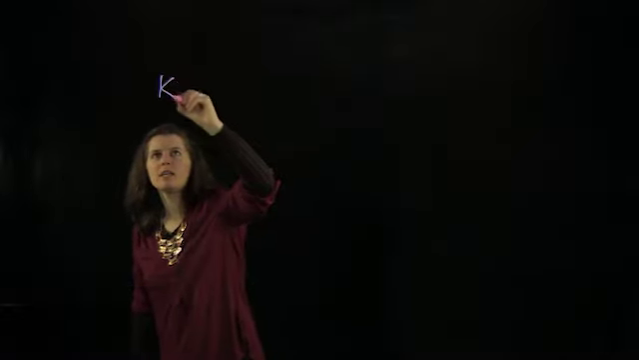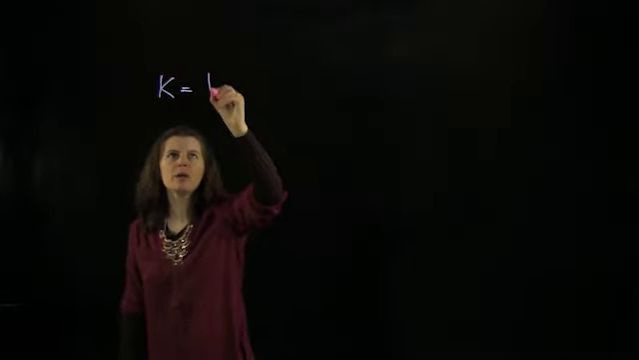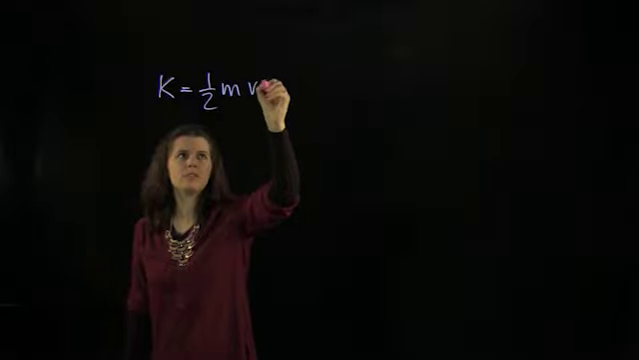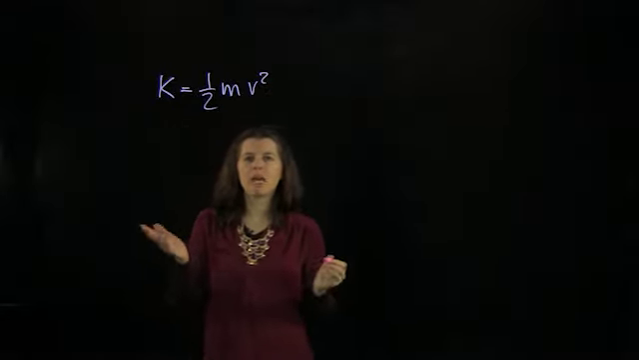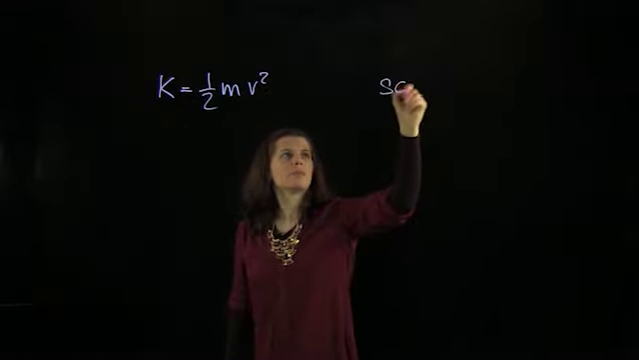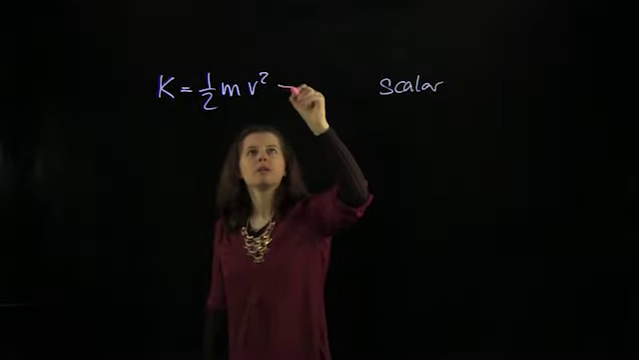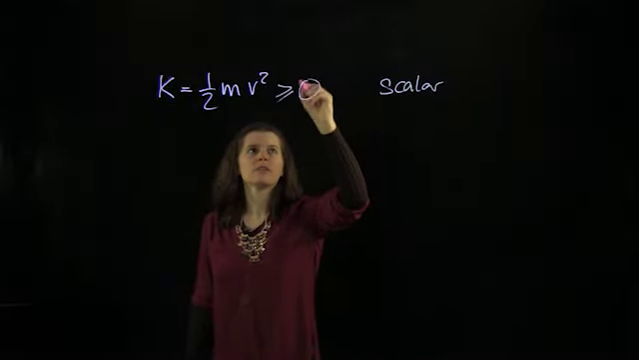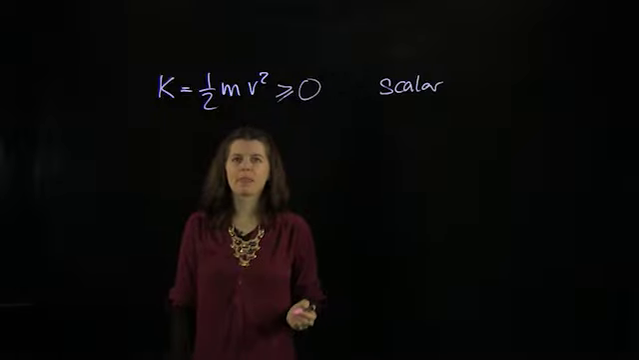Let's talk about kinetic energy. We're calling kinetic energy K, and it's given by 1/2 mv squared. And this is a scalar quantity, so it's going to be either 0 or positive. It's never going to be negative.